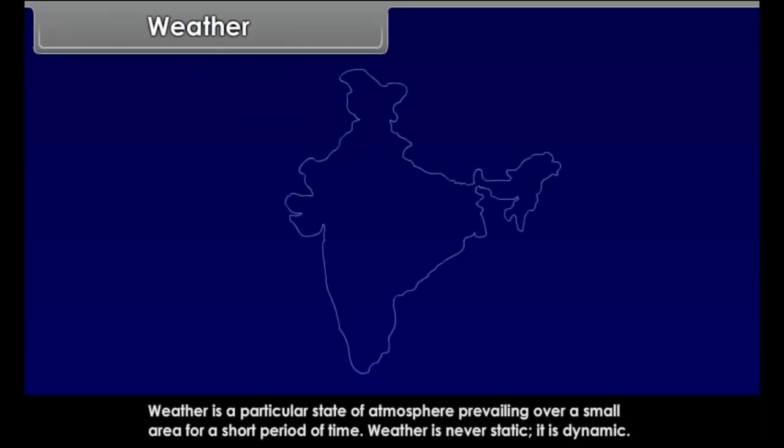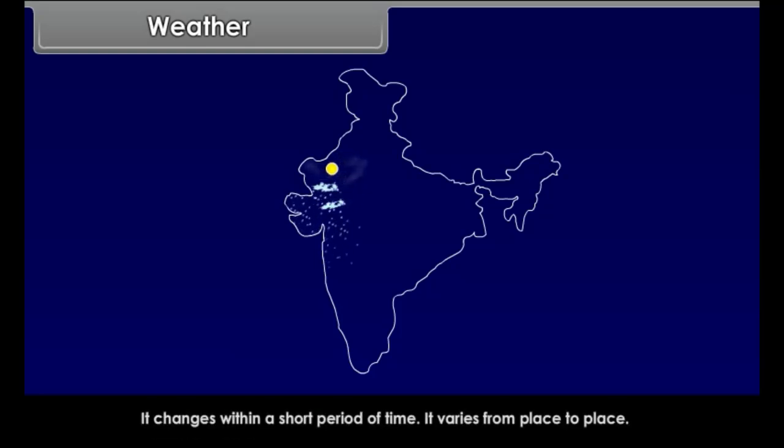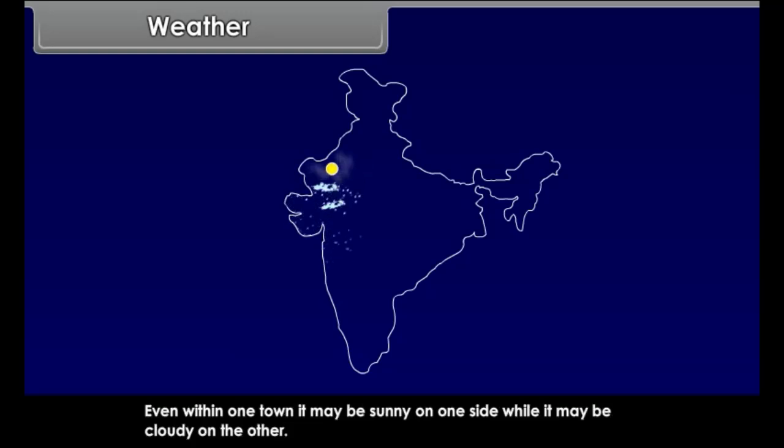Weather. Weather is a particular state of atmosphere prevailing over a small area for a short period of time. Weather is never static, it is dynamic. It changes within a short period of time. It varies from place to place. Even within one town, it may be sunny on one side while it may be cloudy on the other.